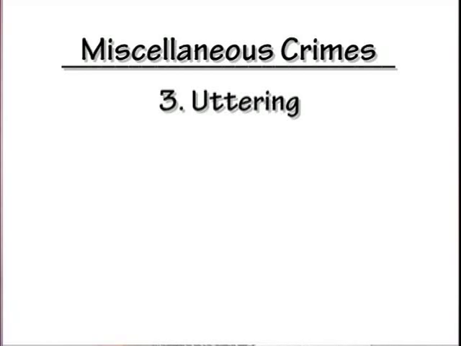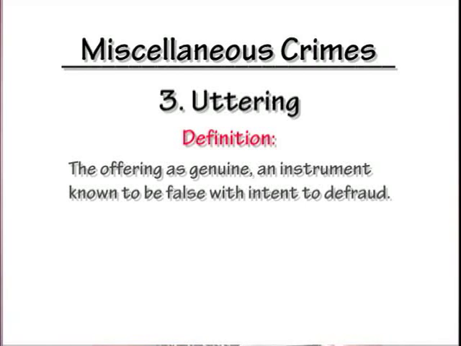Number 3 is uttering. The definition of uttering is the offering as genuine an instrument known to be false with intent to defraud. Once again, uttering is almost never tested, just so you know. The definition is offering as genuine an instrument known to be false with intent to defraud.